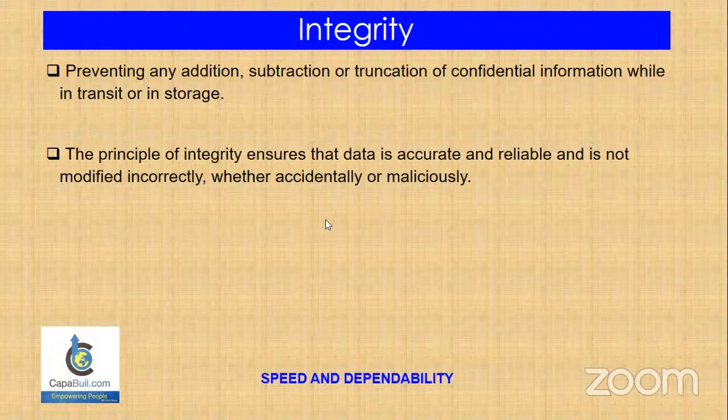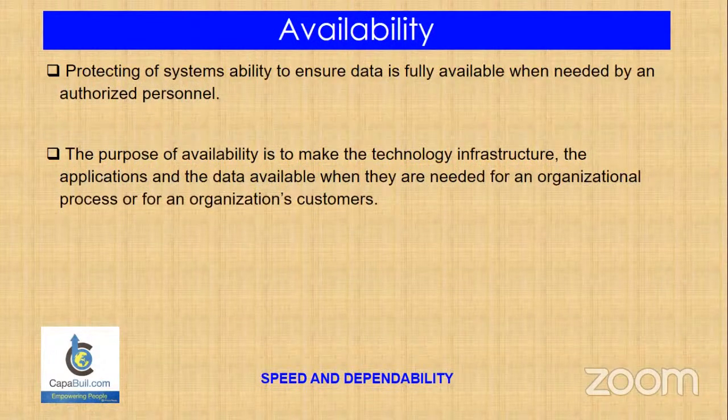Then the third aspect is availability. And availability basically relies on the aspect of information that we were calling timeliness. In this case, we need to ensure that the information that we are sending can be retrieved by the person who's supposed to retrieve that information as and when they need to receive it. So it's just protecting the system's ability to ensure that data is fully available when needed by the authorized personnel.